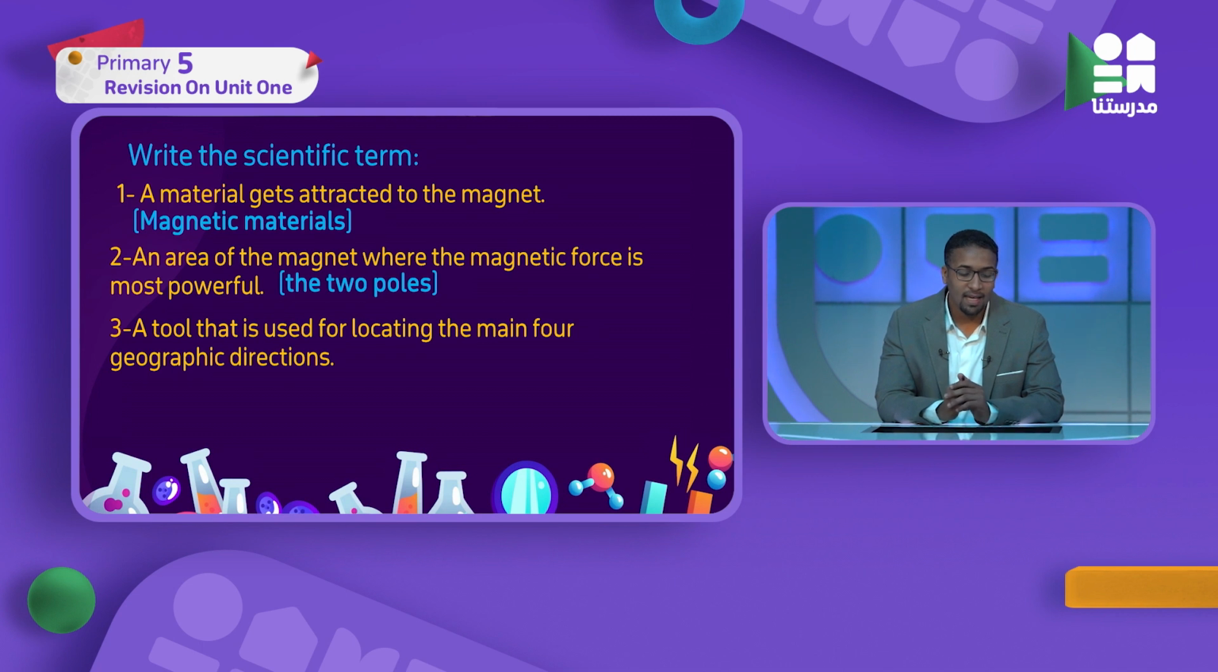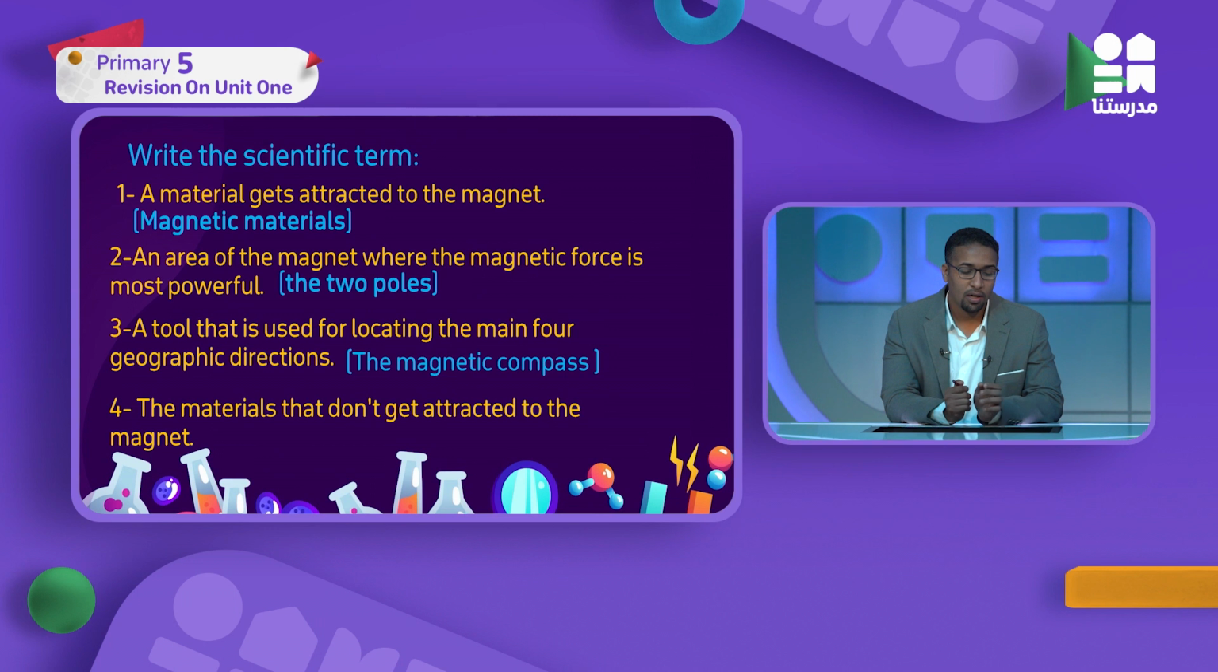A tool that is used for locating the geographic direction, north and south direction. What is this tool or device called? It is called a compass, a magnetic compass, which is made up of a needle magnet. Number 4, materials that do not get attracted to magnet, so it is non-magnetic material.